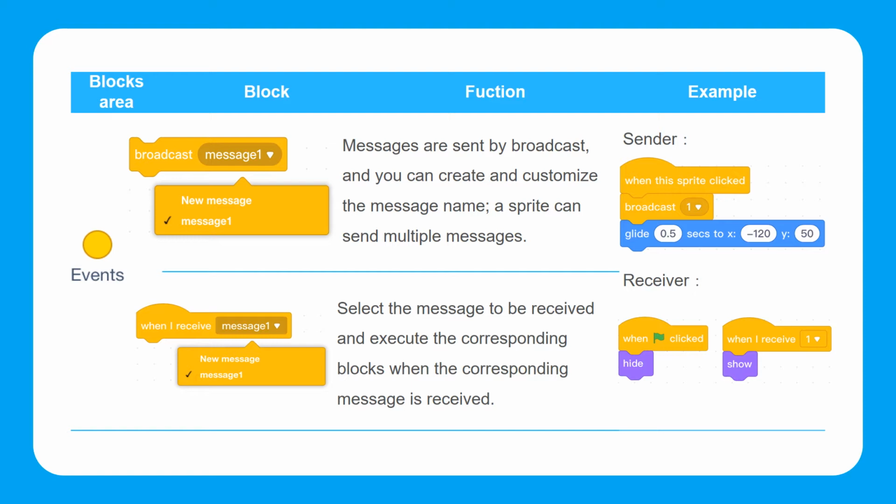In order to receive a message, the when I receive message block from the events blocks is used. Its function is to select the message to be received and to execute the corresponding blocks when the corresponding message is received. For example, when the green flag is clicked, the sprite will be hidden. However, when it receives message 1 from the sender sprite, it will show itself.